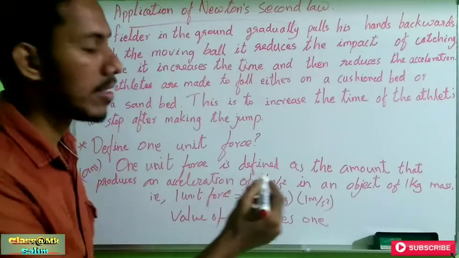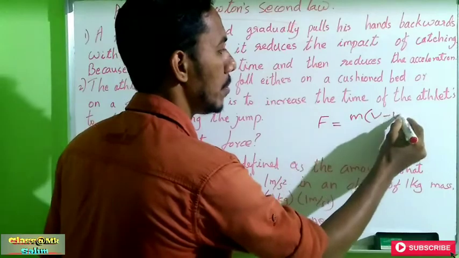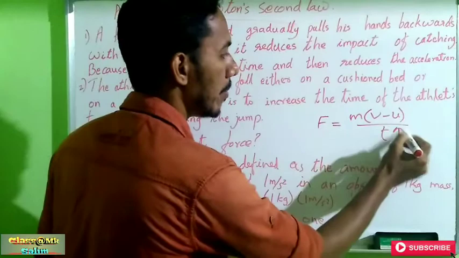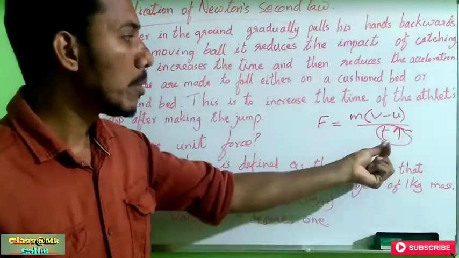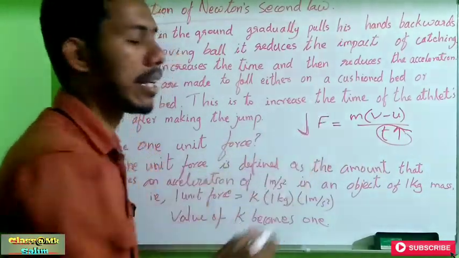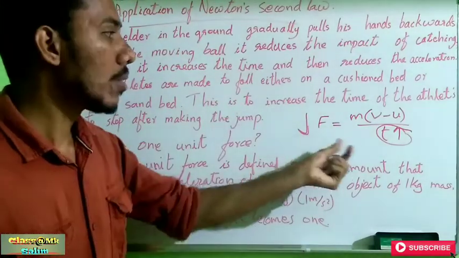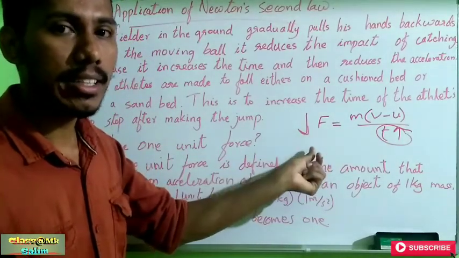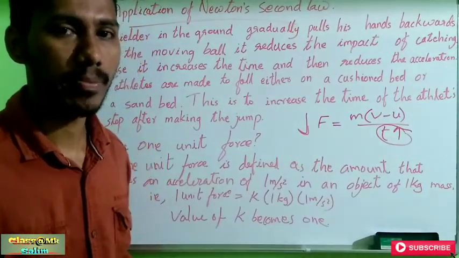Where do we get it? It is from the second law equation. F = m(v - u)/t. So when we increase the time of catching, the time of that event, it will decrease the force, that means the force applied by the ball on his hand. So the impact produced by the ball decreases when we increase the time of catching. That is the point.